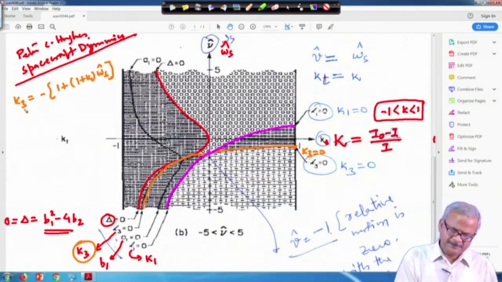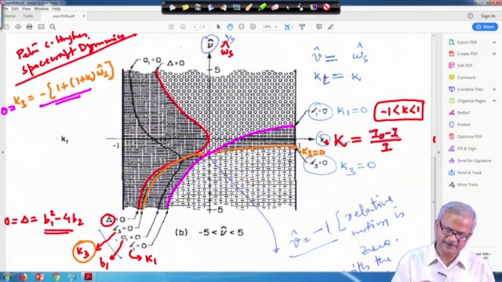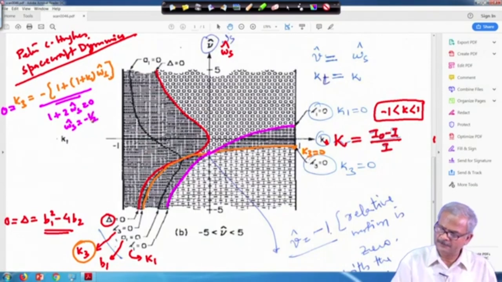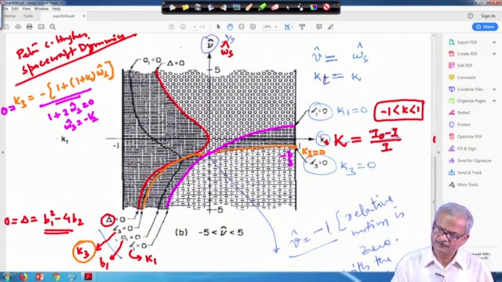So, if you set k3 equal to 0 and solve this, here k equal to 1, we are taking it on the right hand side, extreme right. Okay. So, if you take k equal to 1 and put it here, this is 1 plus 2 omega s cap equal to 0, and that implies omega s cap will be minus 1 by 2. So, this quantity here is minus 1 by 2, okay. And then it cuts this axis here in this place.